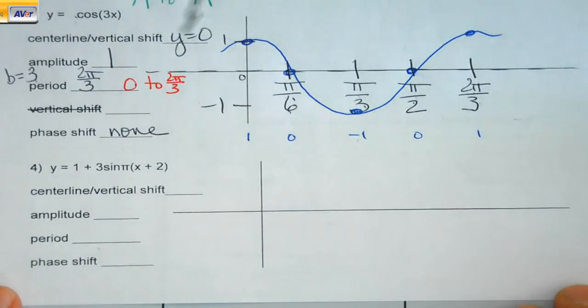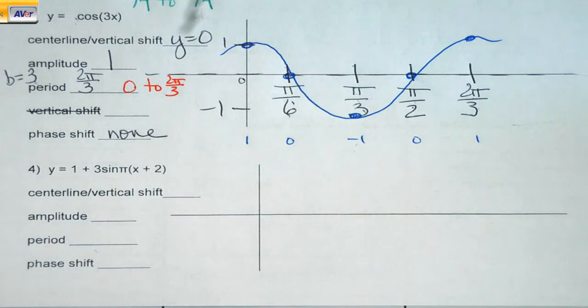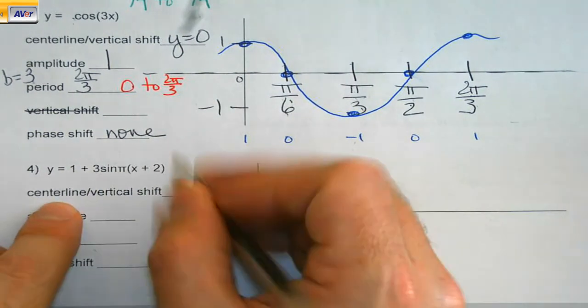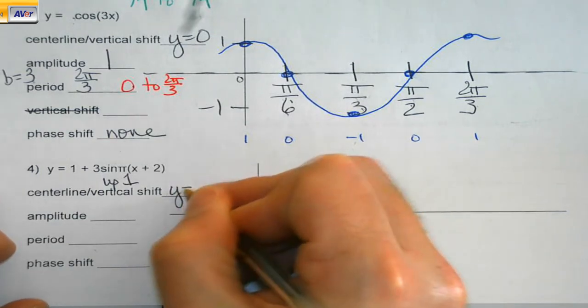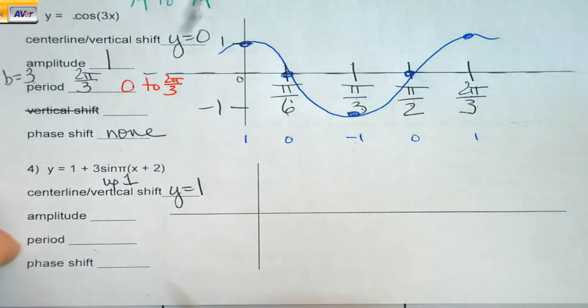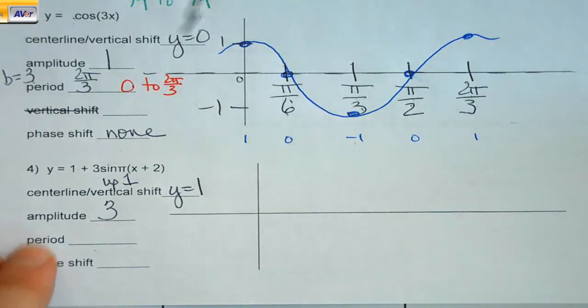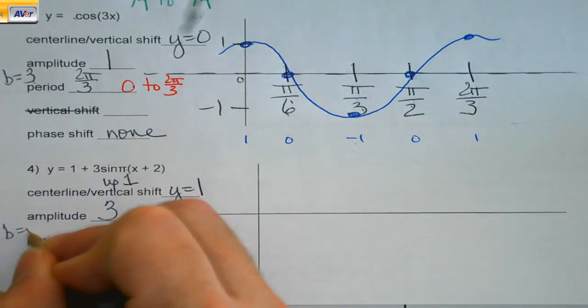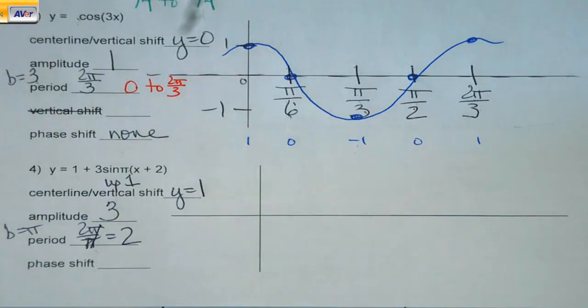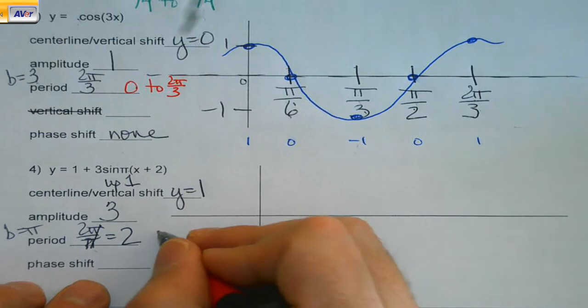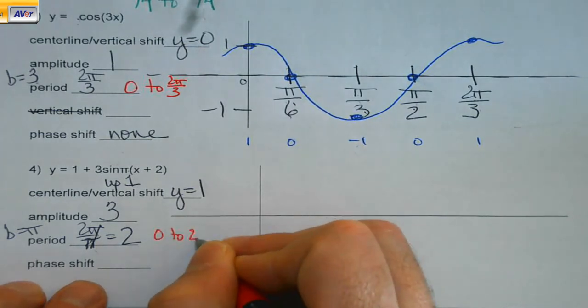So then we get, oh, now we're on the deep end. Okay. Everything's going to change this time. So I've really got to be cautious on how everything works here. I notice I'm going to have an up 1 vertical shift. So my center line is moving up to 1. I have an amplitude change this time of 3. That's going to have to be taken into consideration when I graph, besides that and the up 1. My period, I have a b value, pi. So 2 pi over pi is 2. So my initial period is 0 to 2.